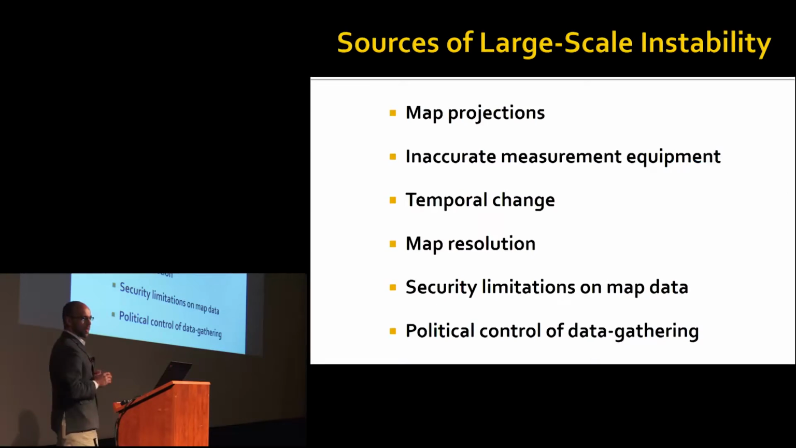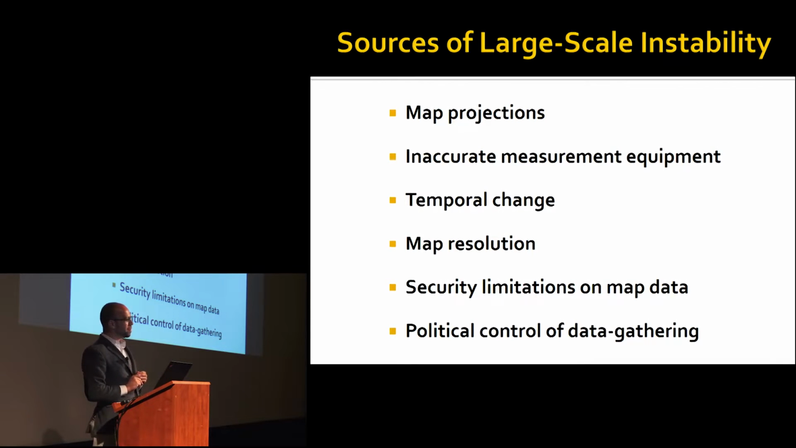So if we step back a little bit, there are so many sources of instability here. Right? There's the idea that maybe your map is projected wrong. Of course, your computer screen is flat and 2-dimensional, but the world is round, and we have to account for that in a particular way. Maybe you have inaccurate measurement equipment. Maybe things just change over time, right? I mean, the census doesn't happen every day, and people move and boundaries change, and we may not have the most up-to-date information. Maybe your map resolution is off.